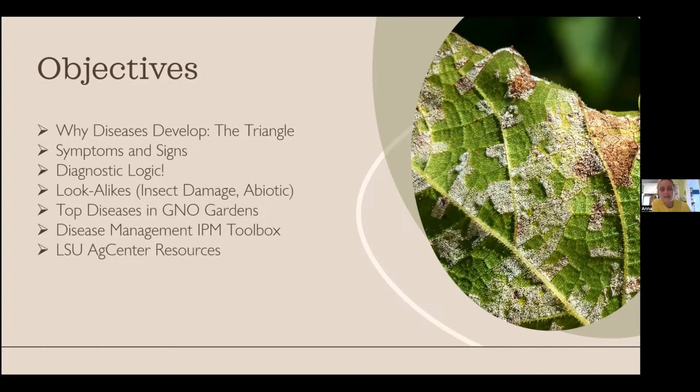I'll touch briefly on a disease management IPM toolbox, and this will be a theme throughout the slideshow. What are some things, if we're observing disease, that we can do to either prevent the spread of it or manage it? The interesting thing about plants is once they're diseased, you can't cure them. It's not like a sick puppy or a sick human. In the plant world, there are no cures for disease. There's only prevention or management. So just file that one away for later. And then I'll walk you through some of the resources that we have through the LSU Ag Center and how you can access those also.